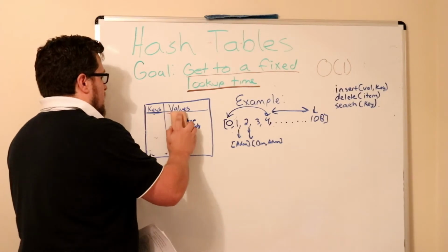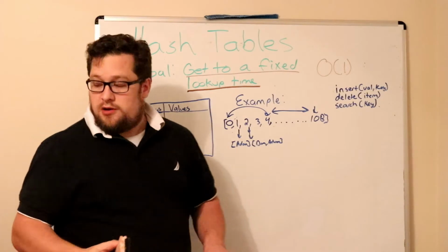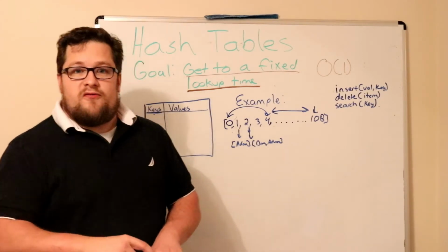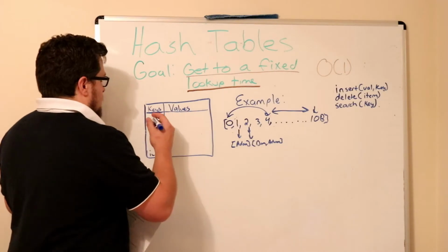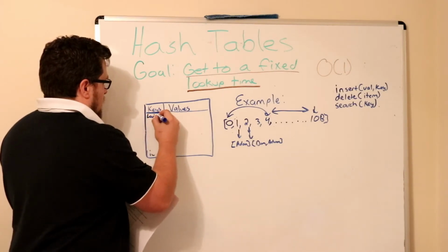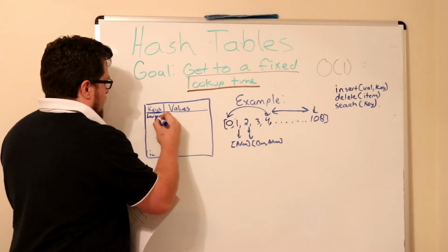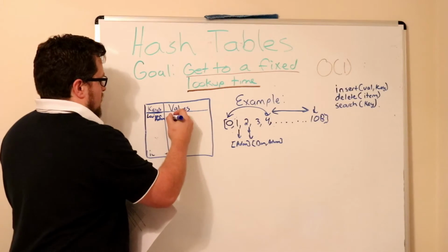So let's talk about a good example here. An example would be a phone book. A phone book may have a key associated to a person's last name and then first name, so we would have both of those. That'd be like Larson Adam, and this would be my number.